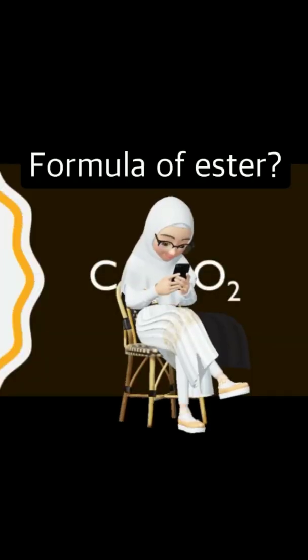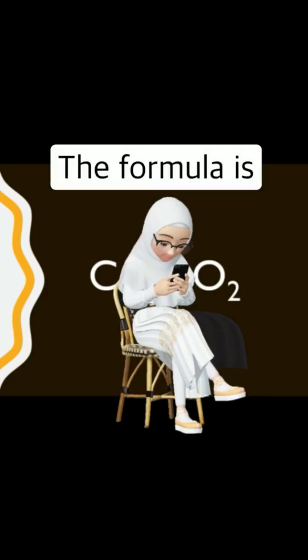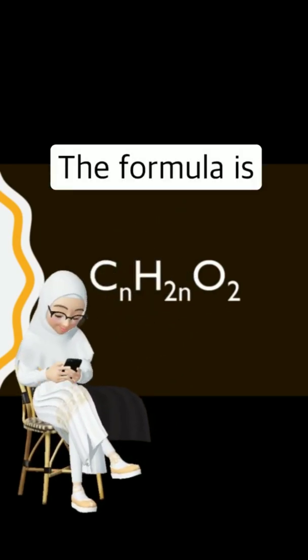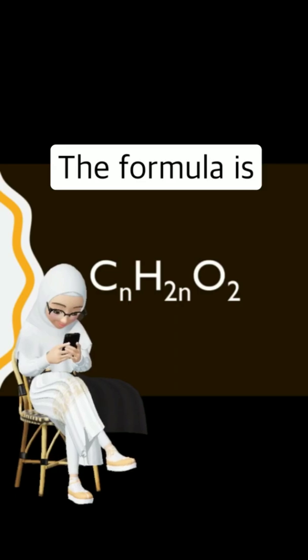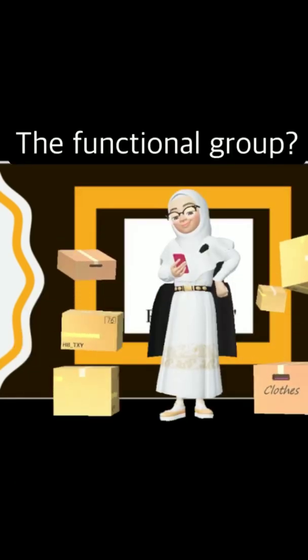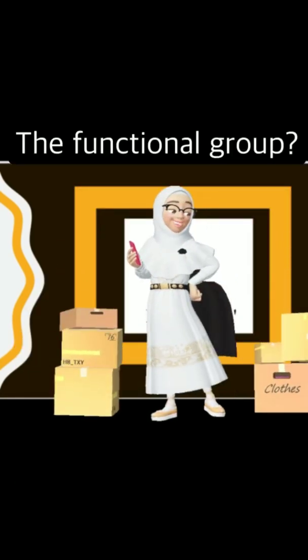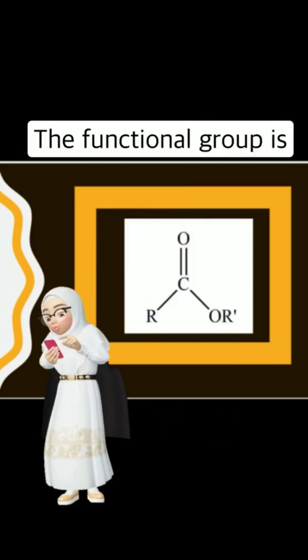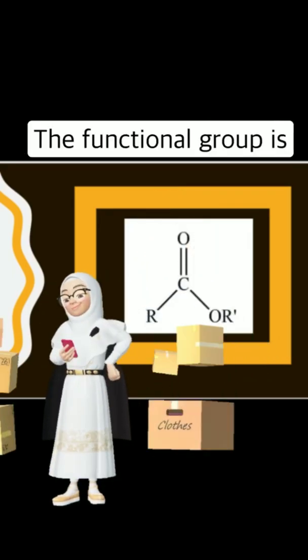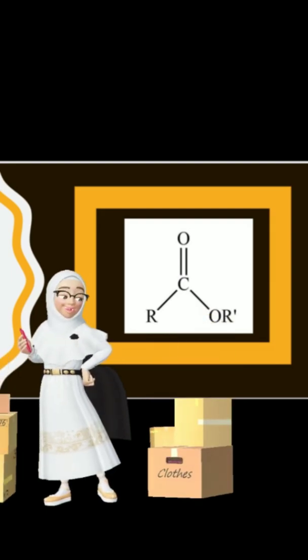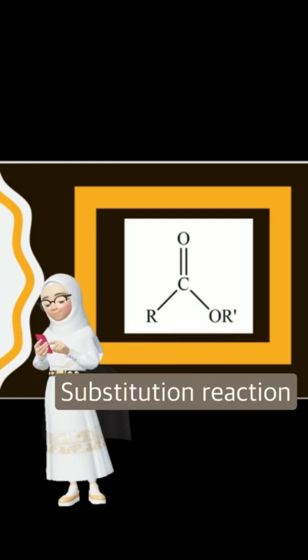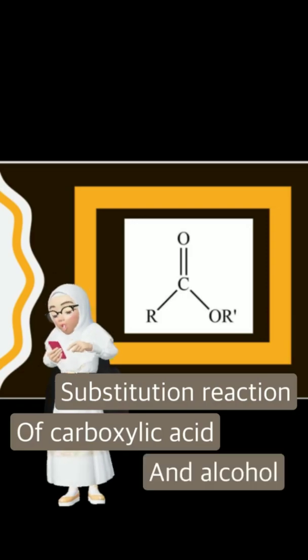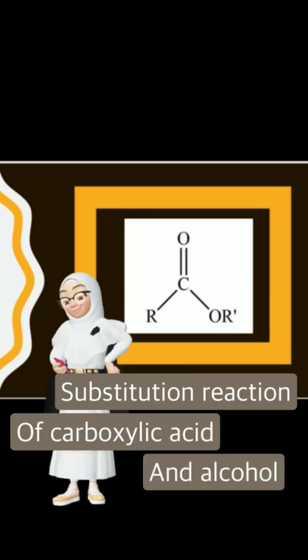What is the formula of ester? The formula of ester is CnH2nO2. And what is the functional group of ester? The functional group of ester is RCOOR. Usually, esters are derived from a substitution reaction of a carboxylic acid and an alcohol.